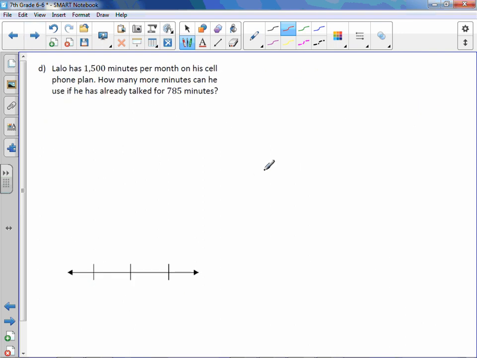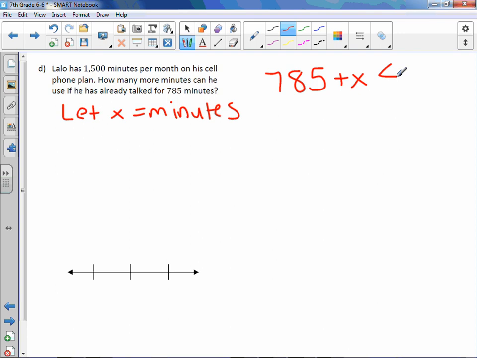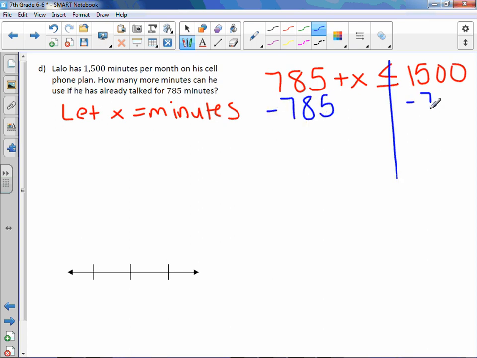Lalo has 1,500 minutes per month on his cell phone plan. How many more minutes can he use if he already has talked for 785 minutes? So let x equal minutes. He already talked 785 plus an additional amount, and he only has 1,500 per month, which means he has to talk less than that 1,500, or he could talk exactly 1,500. So we are going to subtract 785 from both sides.